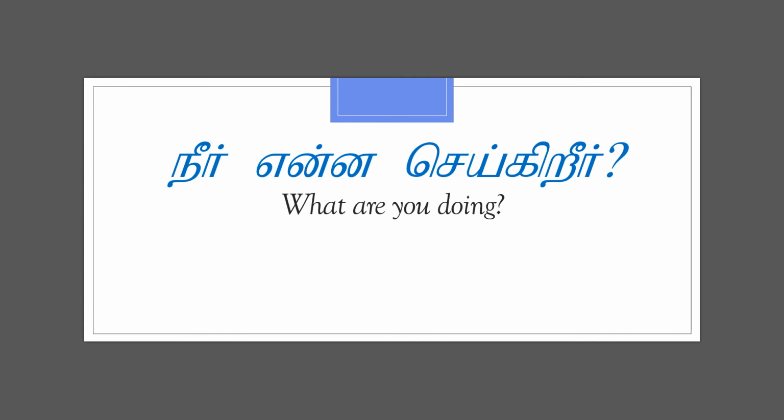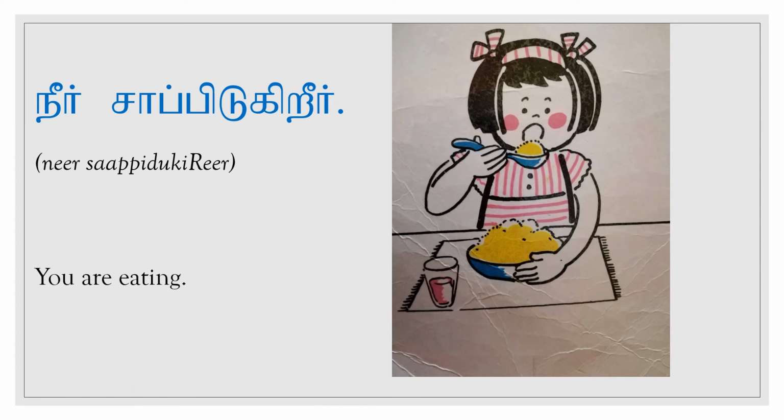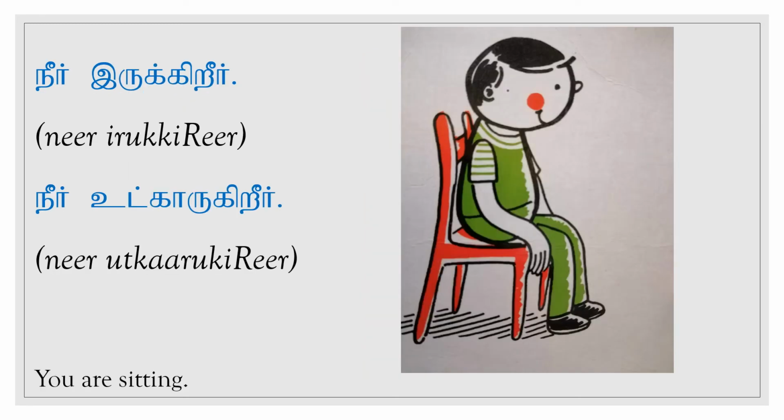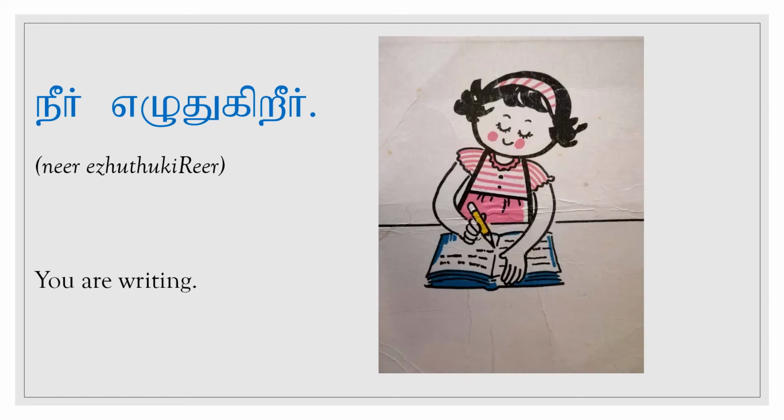Let's look at some other examples. Neer enna seigireer? What are you doing? Neer nadakkireer? You are walking. Neer saapidugireer? You are eating. Neer odugireer? You are running. Neer irukkireer? Or neer utkarugireer means you are sitting. We can also say neer amargireer. Neer paigireer means you are leaping.